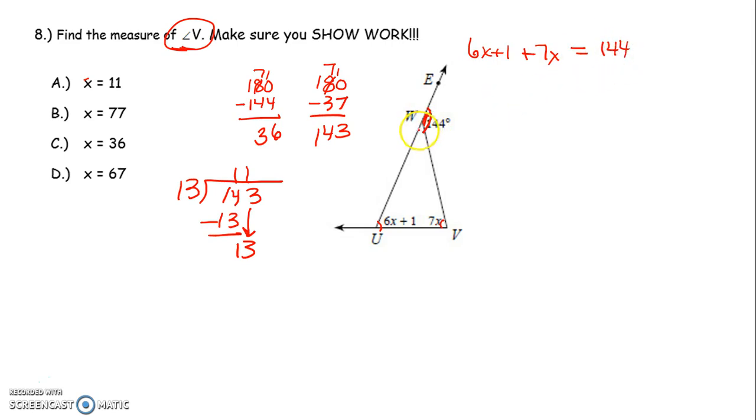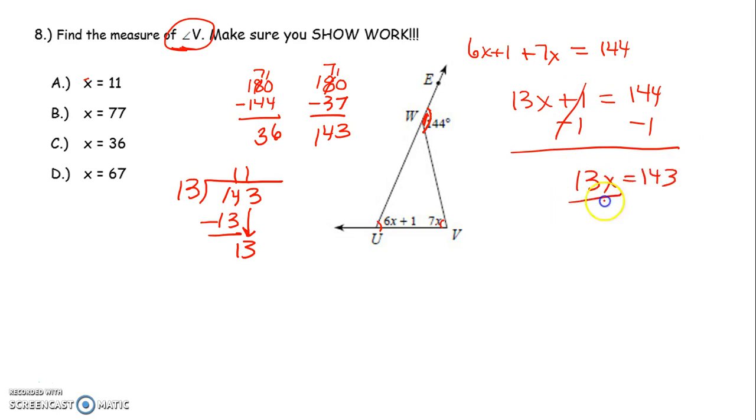And I just want to show you either way we'll come up with x is 11. 6x and 7x is 13x plus 1 equals 144. Subtracting 1 on both sides, 13x equals 143. Divide by 13, divide by 13, x is 11. So either way, x is 11, but angle V is 77 degrees, okay? So you can either find this little angle and use the fact that the three angles in a triangle add up to 180, or you can just know that if you're given an exterior angle in a triangle, the two non-adjacent angles not touching it inside the triangle add up to give it to you. I don't know, just two ways to look at that problem.